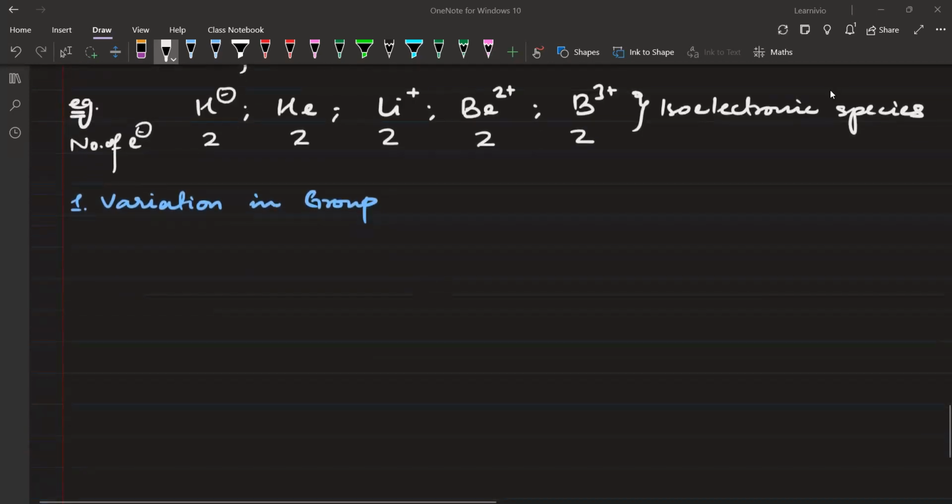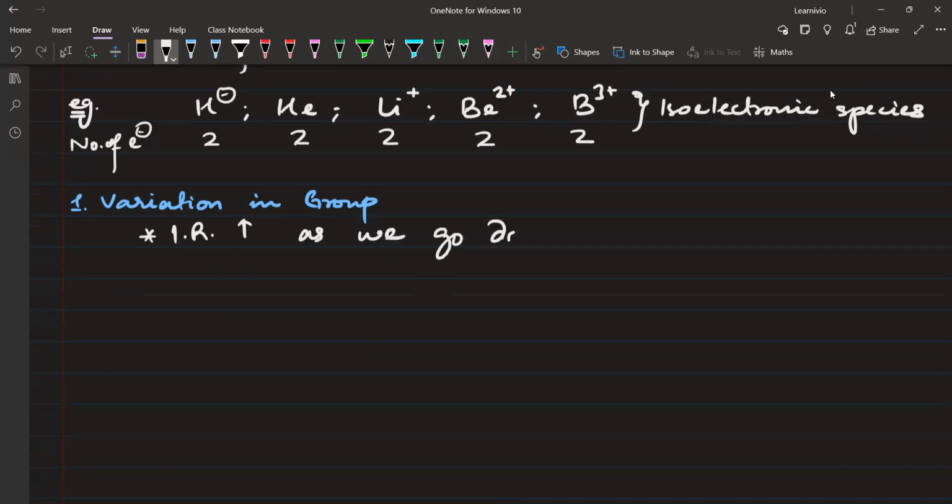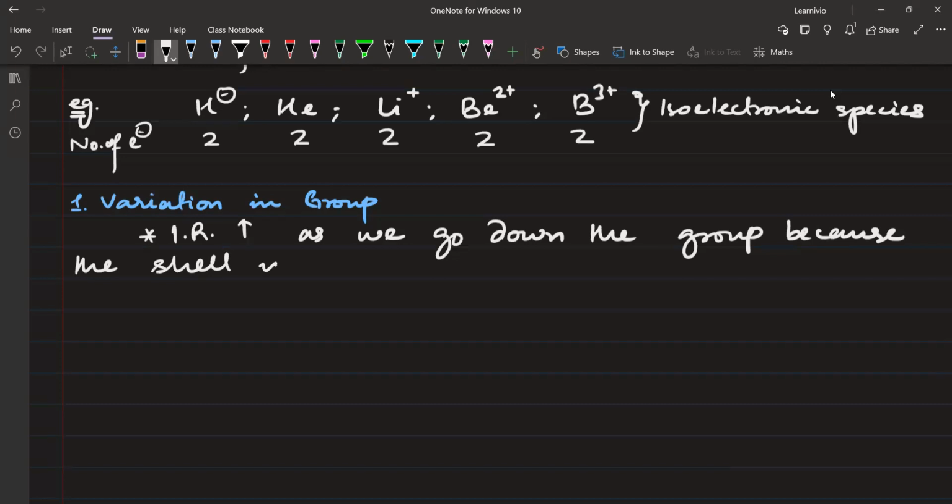वेरिएशन इन ग्रुप की अगर हम बात करें आयंस में, not about isoelectronic ions but in general, then ionic radius increases, जैसे lithium positive, sodium positive, potassium positive, rubidium positive. In that case, ionic radius increases as we go down the group, because the shell number increases.